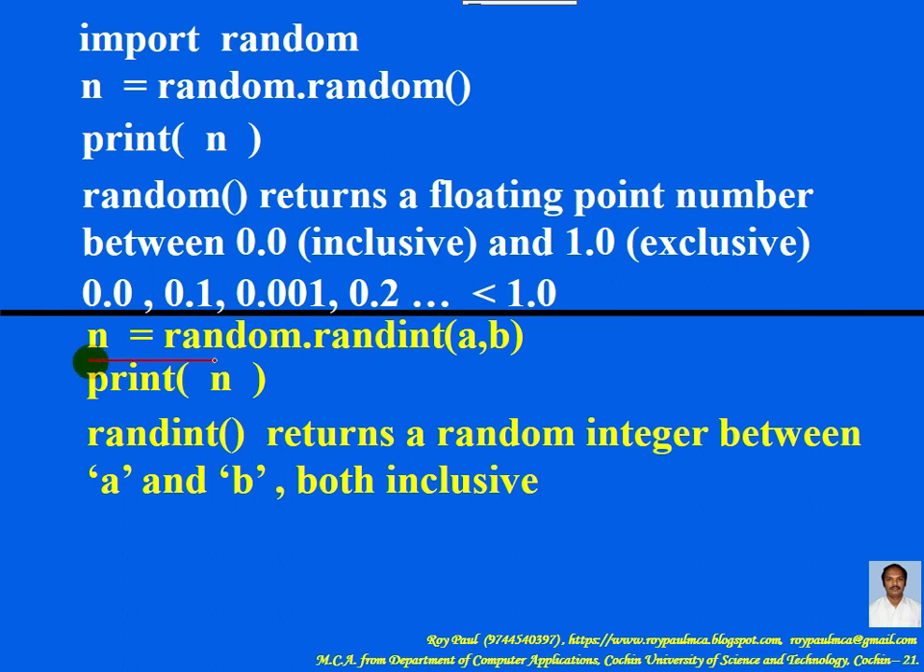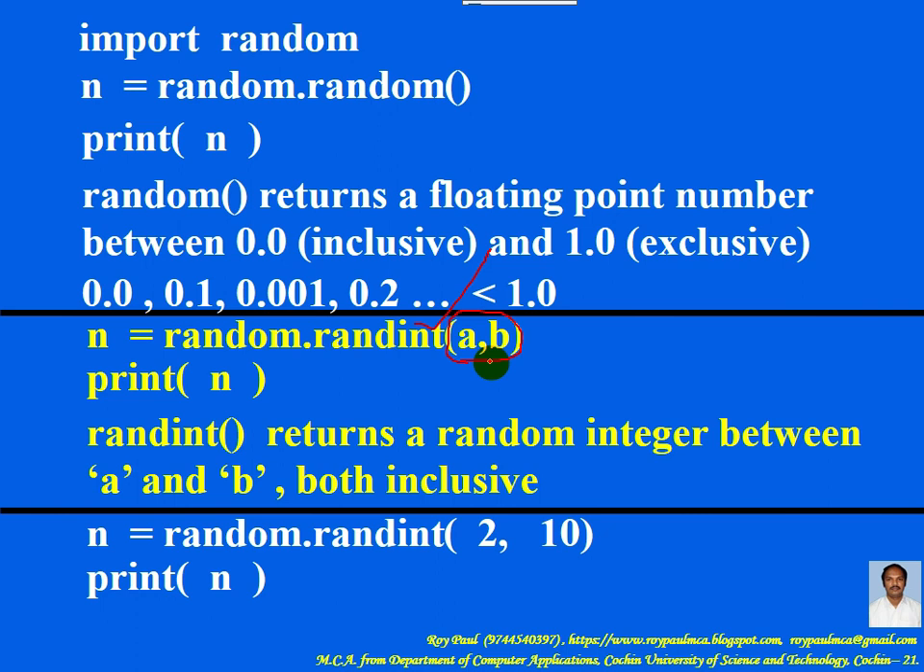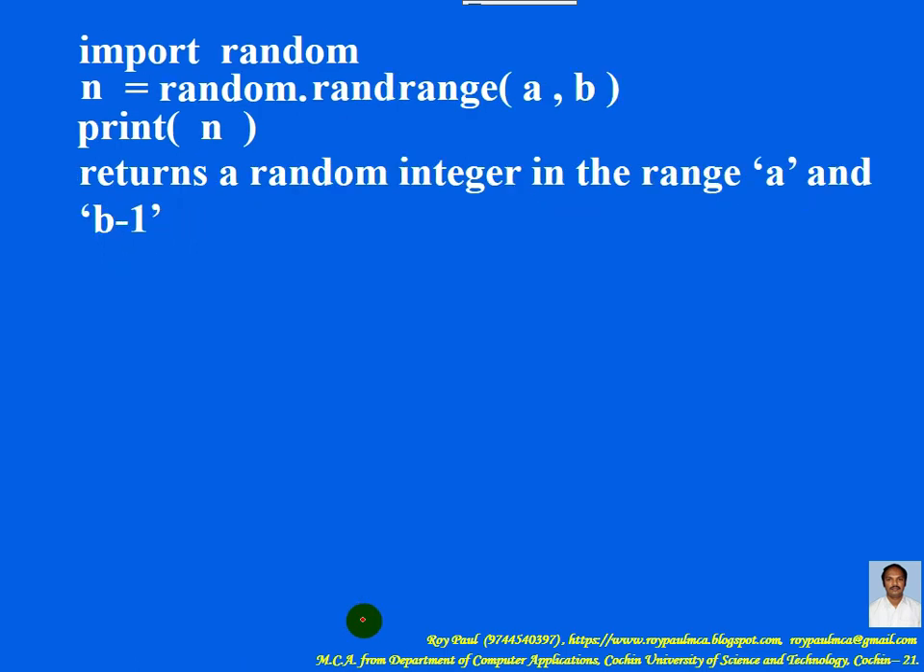Consider the statement n = random.randint(a, b). Your randint returns a random integer between a and b, both inclusive. Consider the statement random.randint(2, 10). Randint returns a random integer between 2 and 10, both inclusive. Hence, the possible outcomes are 2, 3, 4 etc. up to 10. So your n points to any of these integers. You cannot predict the exact integer that n points to because it is randomly generated.